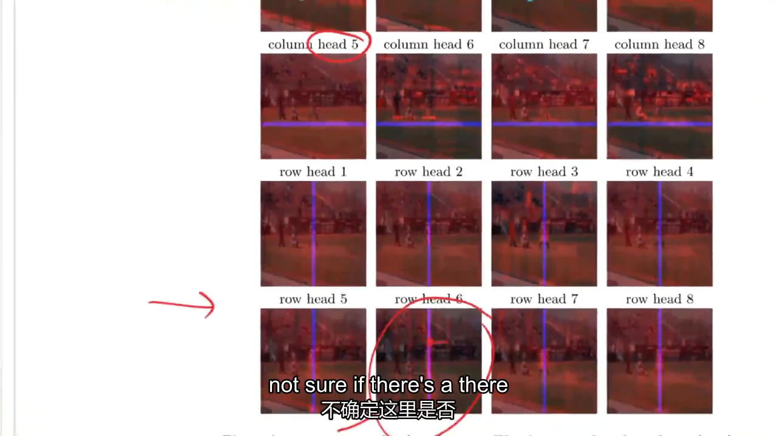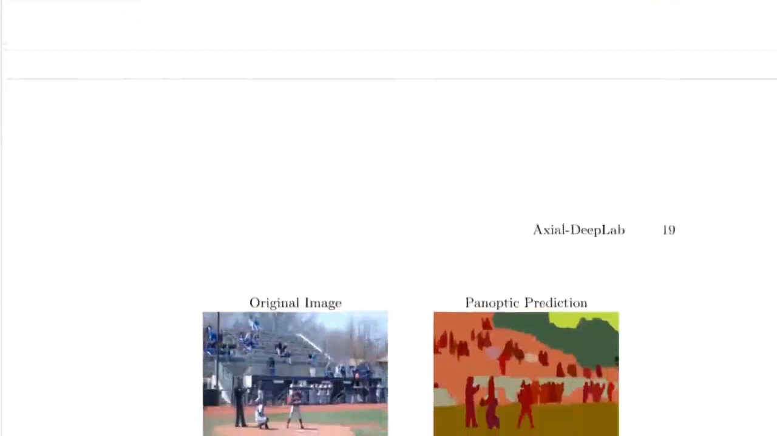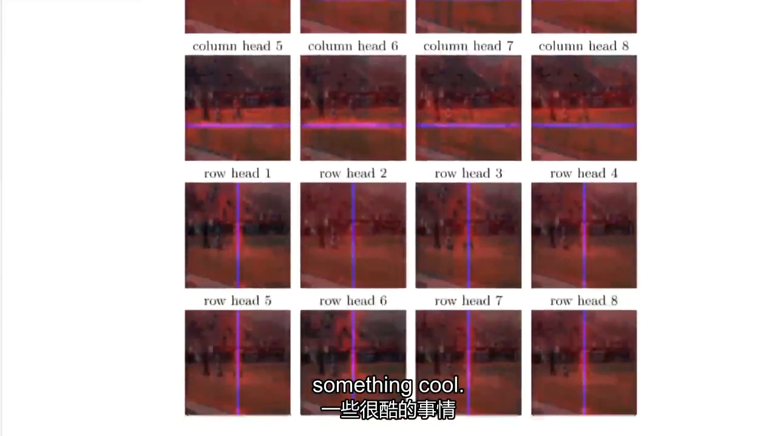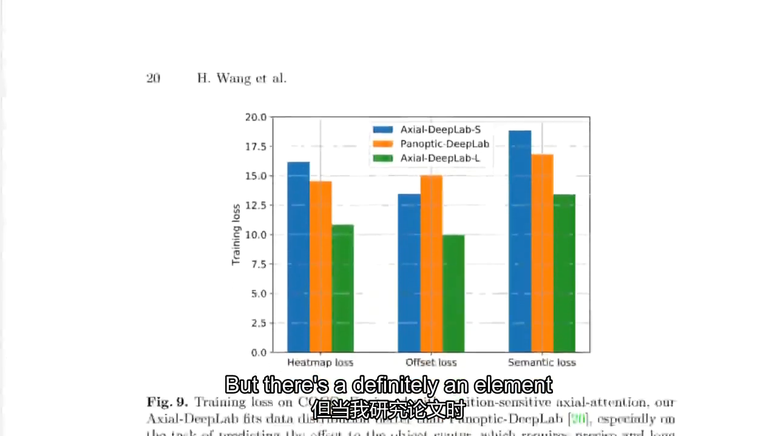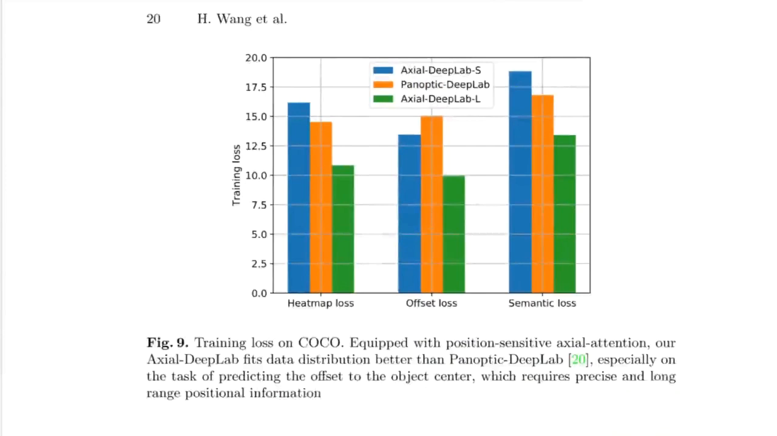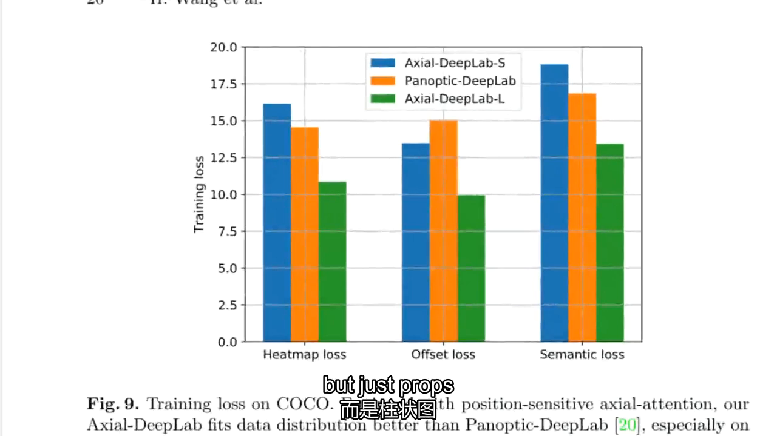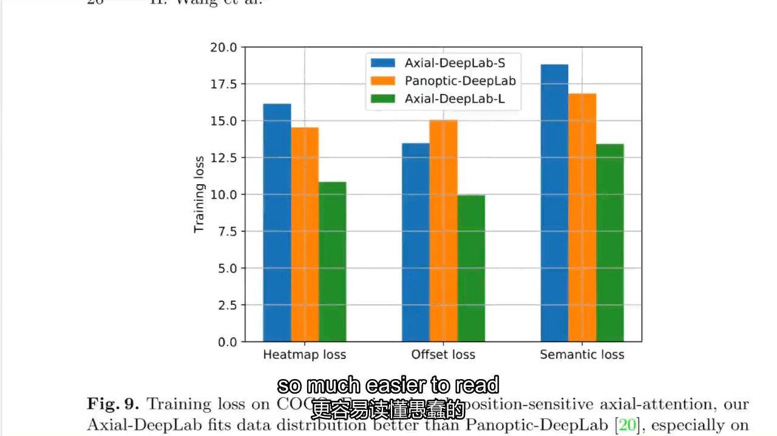Yeah, I'm not sure, there's a bit of tactical writing going on here, I suspect. I mean, it's still doing something cool, but there's definitely an element of sales when you write research papers. And just not to this data, but props to the lines in front of the histograms, it makes it so much easier to read how big the bars are. Why does everyone put the lines behind the histogram? I probably do that myself, and now I'm realizing how much easier that is.